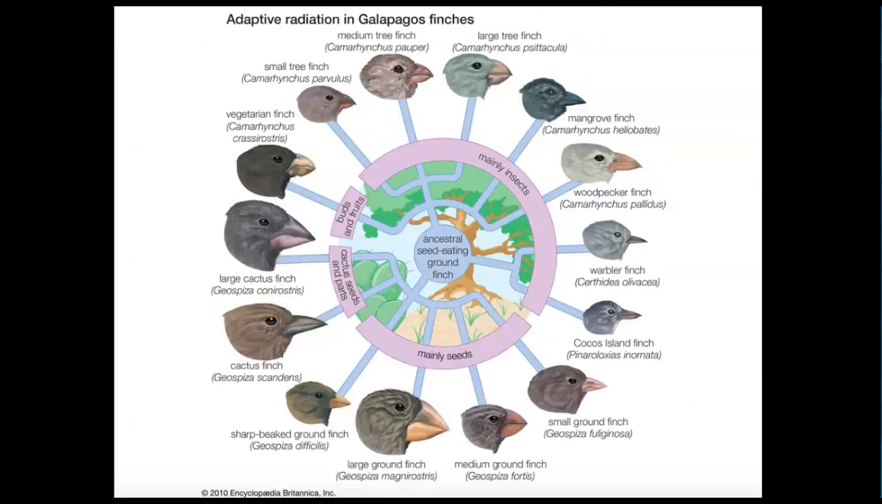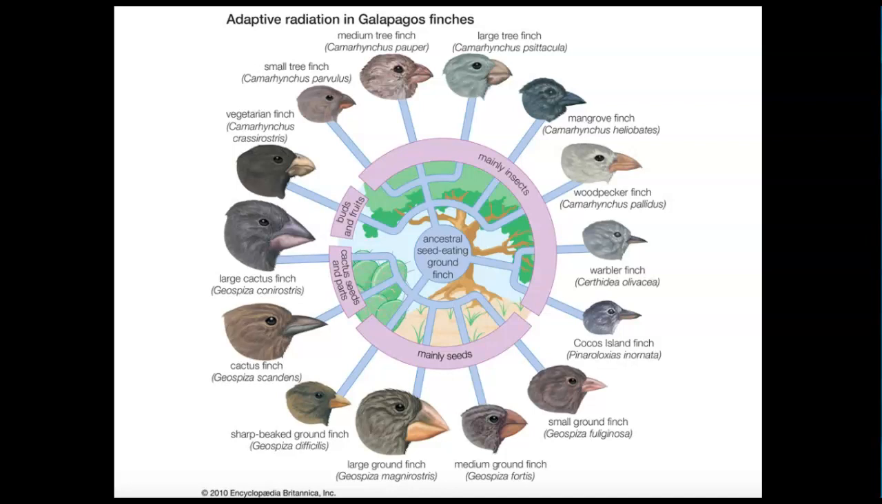So one of the most important contributions that Darwin had to our understanding of evolution was his description of natural selection and how it worked. And his use of and observations of finches in the Galapagos Islands were one of the things that allowed him to come to those conclusions about natural selection.